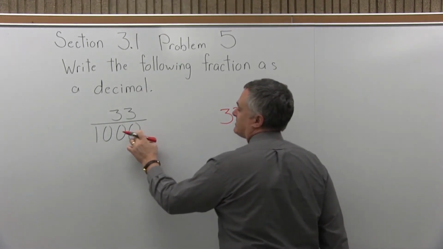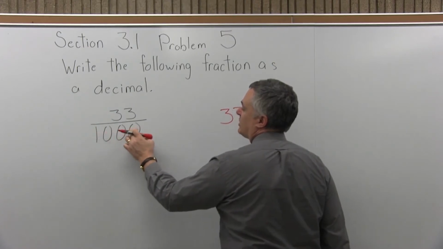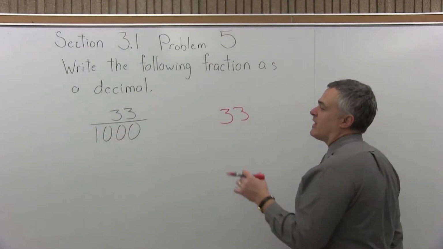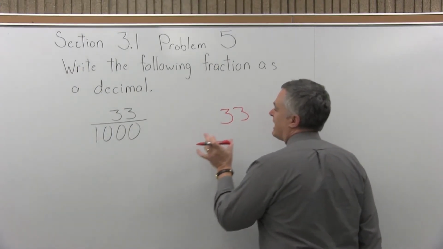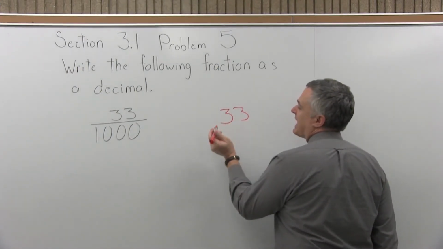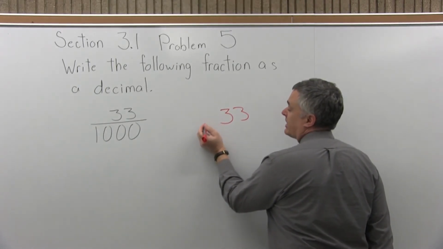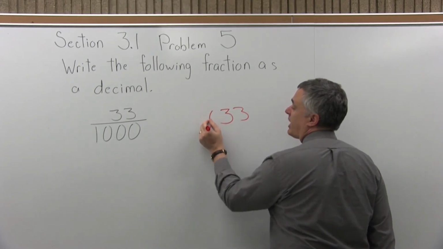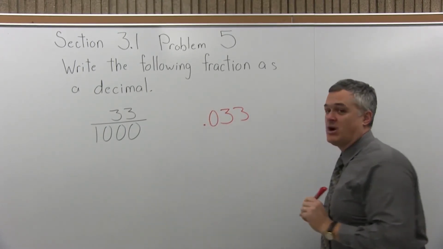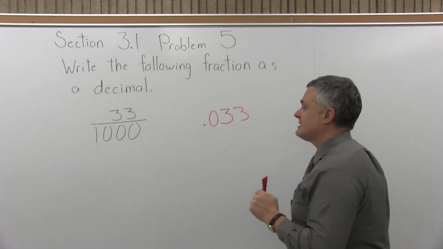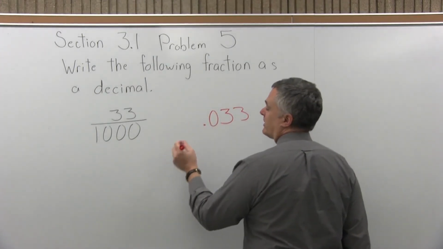I have to have as many places after that decimal as I have zeros in the denominator of my fraction. My fraction has 3 zeros in it. I need to have 3 places after the decimal. So if I start with a decimal right in front of the first 3, I only have 2 places. So I have to come over one more spot and fill that with a 0. So it'd be 0.033. That's equivalent to 33 over 1,000.